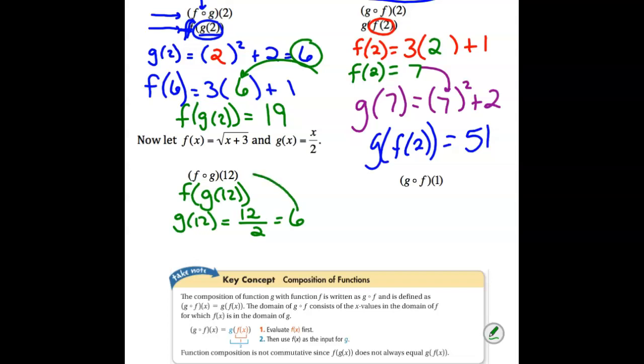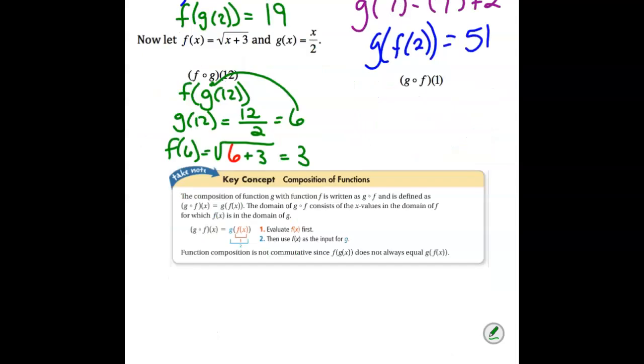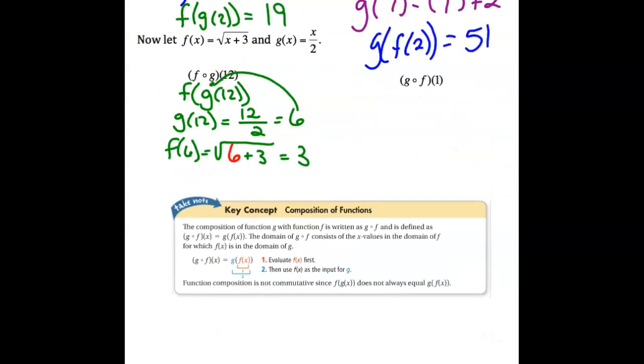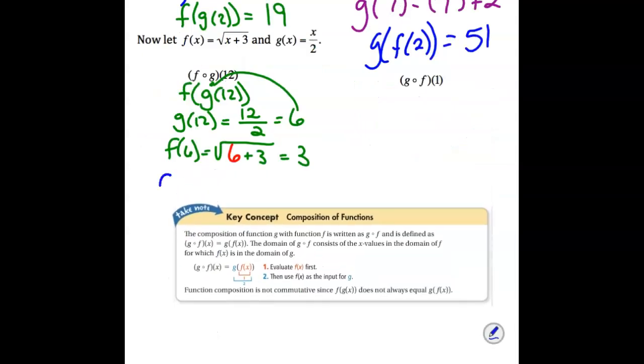And now we're going to plug 6 into function f, the square root of something plus 3. We're plugging in a 6. So we have the square root of 9, which is 3. So we would say f of g, I'm running out of space here. So f of g of 12 gives us 3.